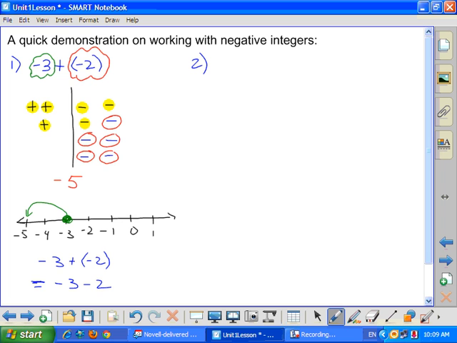So let's do negative 2 minus negative 3. Actually, let's just go with the same numbers in the same order here. So negative 3 subtract negative 2. It looks very, very similar to example 1.